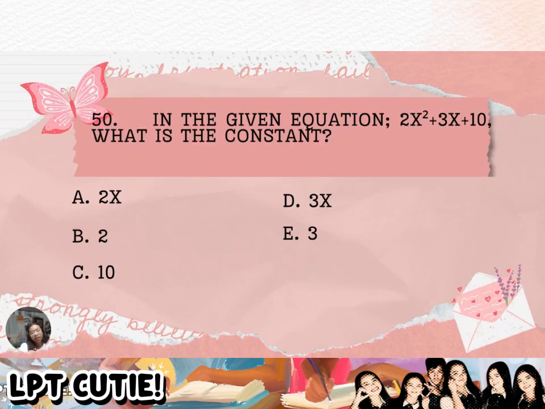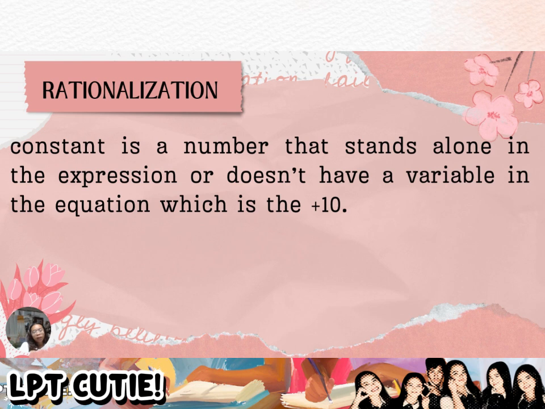Next, number 50. What is the constant in the given equation 2x squared plus 3x plus 10? So letter A, 2x, letter B, 2, letter C, 10, letter D, 3x, and letter E, 3. So the answer is letter C, 10. The constant is the number that stands alone in the expression or doesn't have a variable in the equation, which is the plus 10. So since we are given an equation with variables and one constant, which is 10, 10 will be our constant since it stands alone. There is no variable on its side.